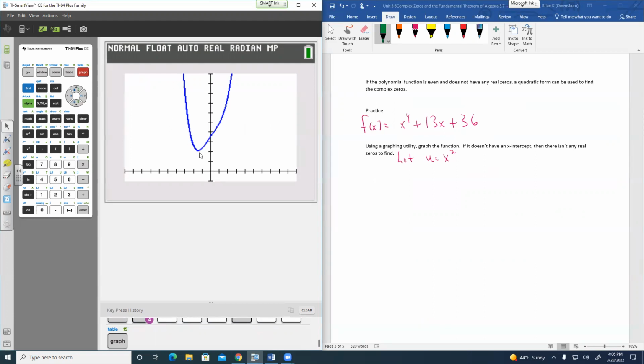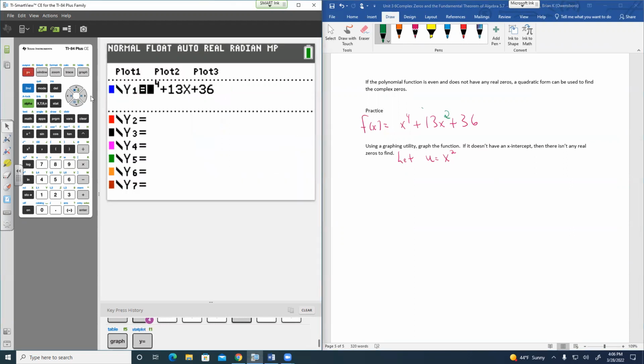So notice how this graph is above the x-axis. So this should actually be 13x squared. I'm sorry, I wrote the problem down wrong. Okay. So this is actually 13x squared. This function is actually an even function. So let me try that again. Made up the wrong problem here. Let's see here. I need a 13x squared.